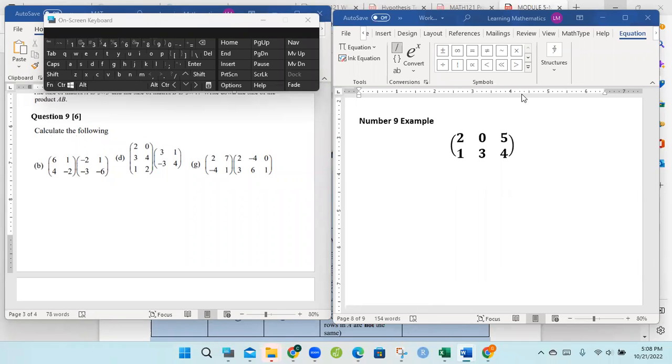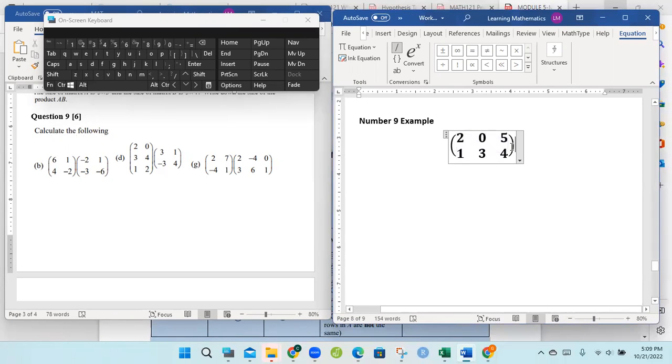So we're going to create an example like number 9. It says calculate the following. So the mere fact the question says calculate the following means multiplication is possible. To verify, you start to count 1, 2 across, 1, 2 down, multiplication is possible.